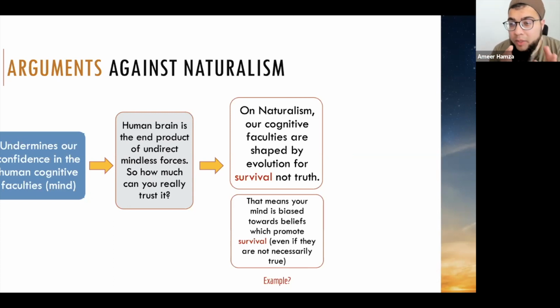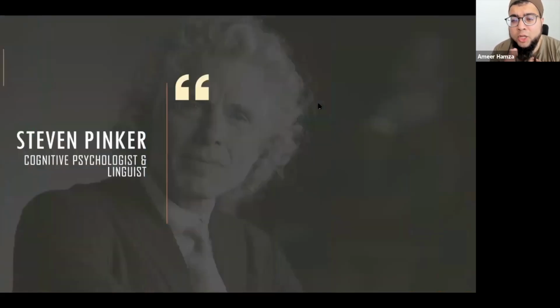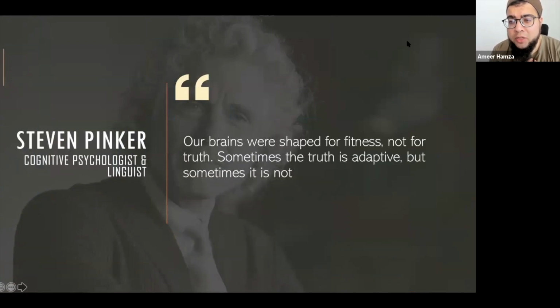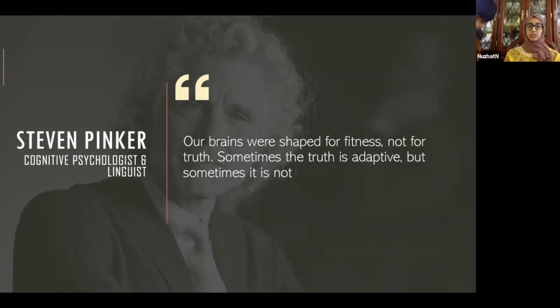By the way, you might think I am strawmanning naturalism by saying that on naturalism, our cognitive faculties are shaped by evolution for survival, not truth. This is not me saying this. Look at what their top naturalist authorities say. Steven Pinker, world-renowned naturalist, cognitive psychologist. Sister Nusrat, read this for us. What does he say? It says, our brains are shaped for fitness, not for truth. Sometimes the truth is adaptive, but sometimes it is not.